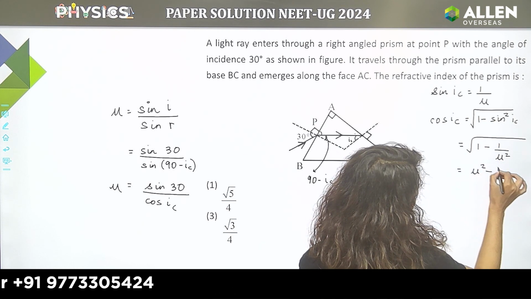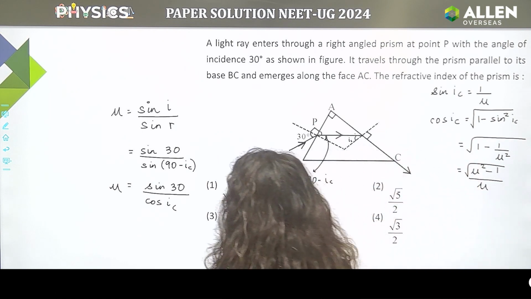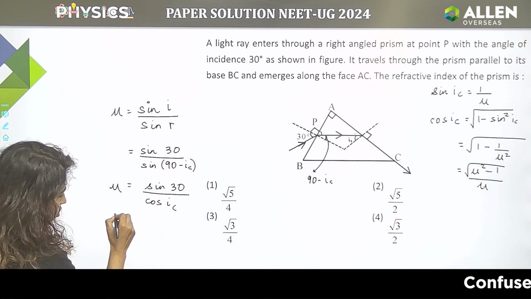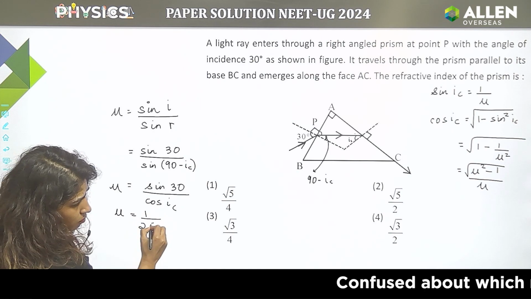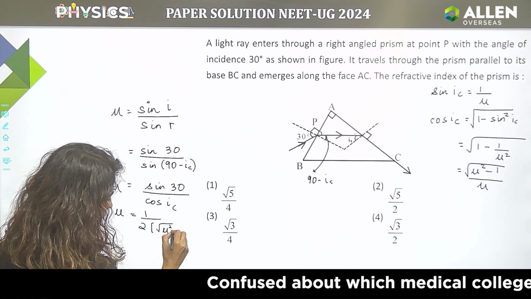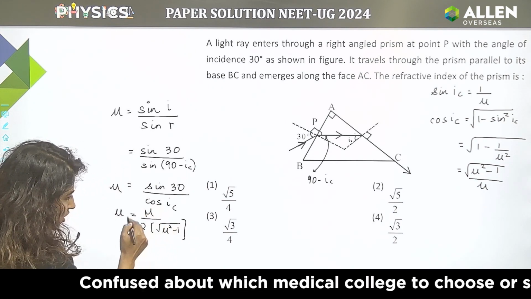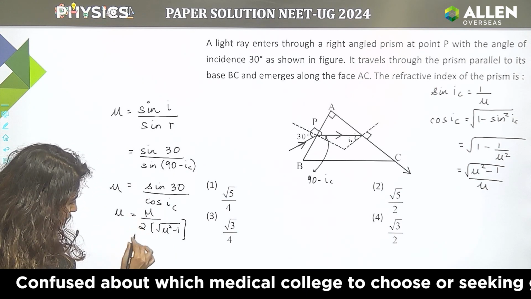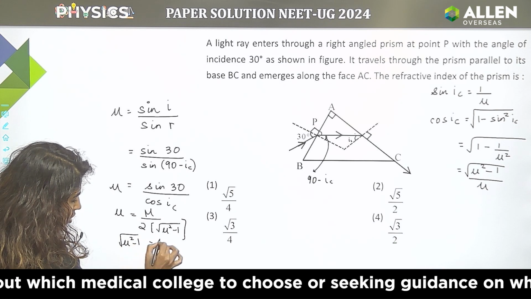So root of mu square minus 1 upon mu. Now that I have the value of cos IC, I'll substitute it here. Mu is sin 30, 1 by 2, root of mu square minus 1 upon mu. So this becomes mu, so this gets cancelled. We will get root of mu square minus 1 is equal to 1 by 2.